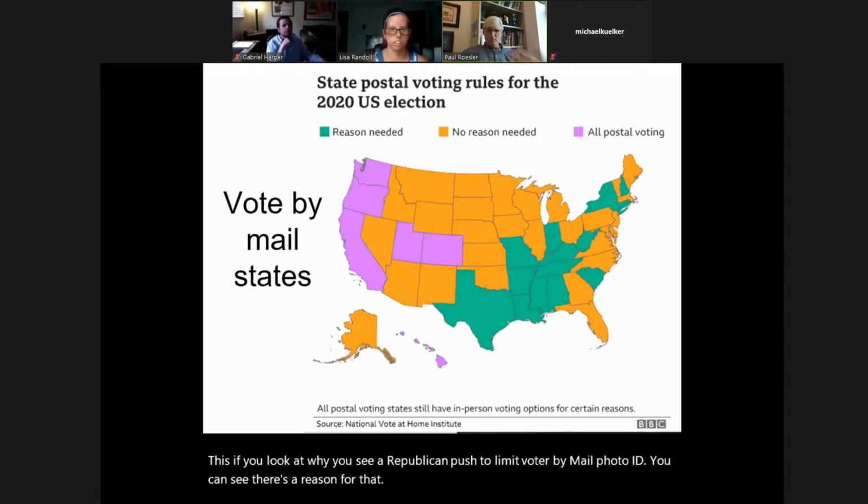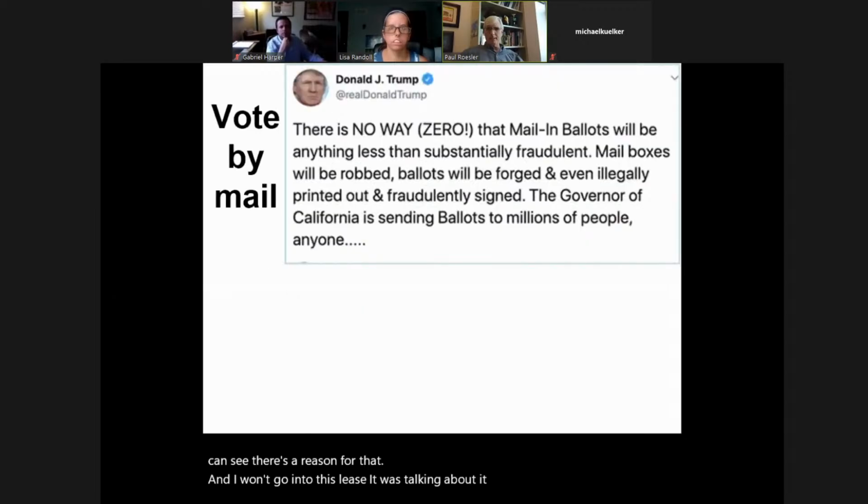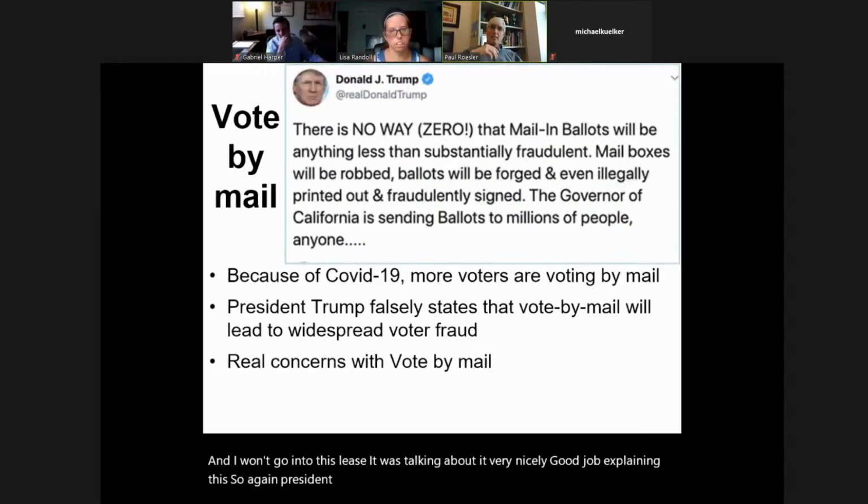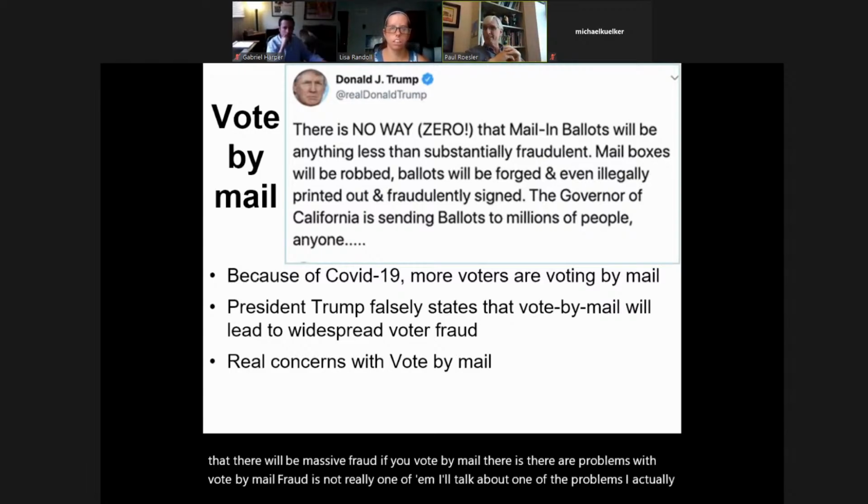I won't go into this. Lisa was talking about it very nicely. She did a good job explaining this. So again, this is one of President Trump's infamous tweets claiming that there'll be massive fraud if you vote by mail. There are problems with vote by mail. Fraud is not really one of them. I'll talk about one of the problems. I actually have concerns about vote by mail, not fraudulent issues, but other concerns.